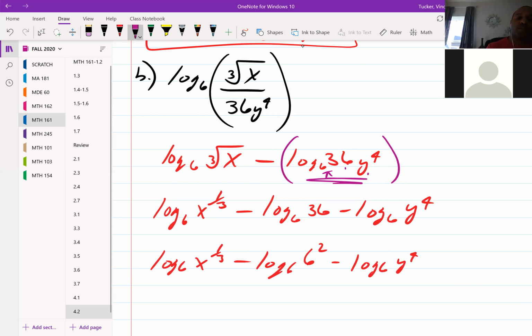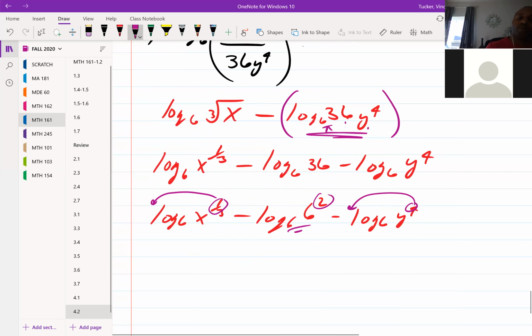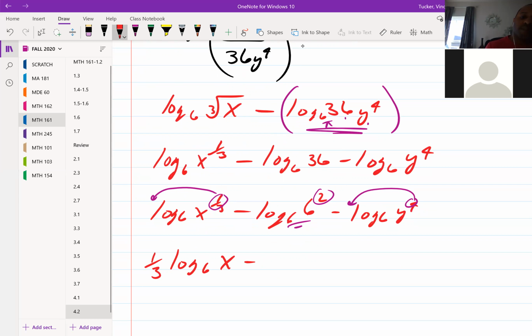So now to finish it off, take my 1/3, put it out front. This simplifies to just 2. And then I'll take this 4, bring it down front as well. So it's going to be 1/3 log base 6 of x minus 2 minus 4 log base 6 of y.